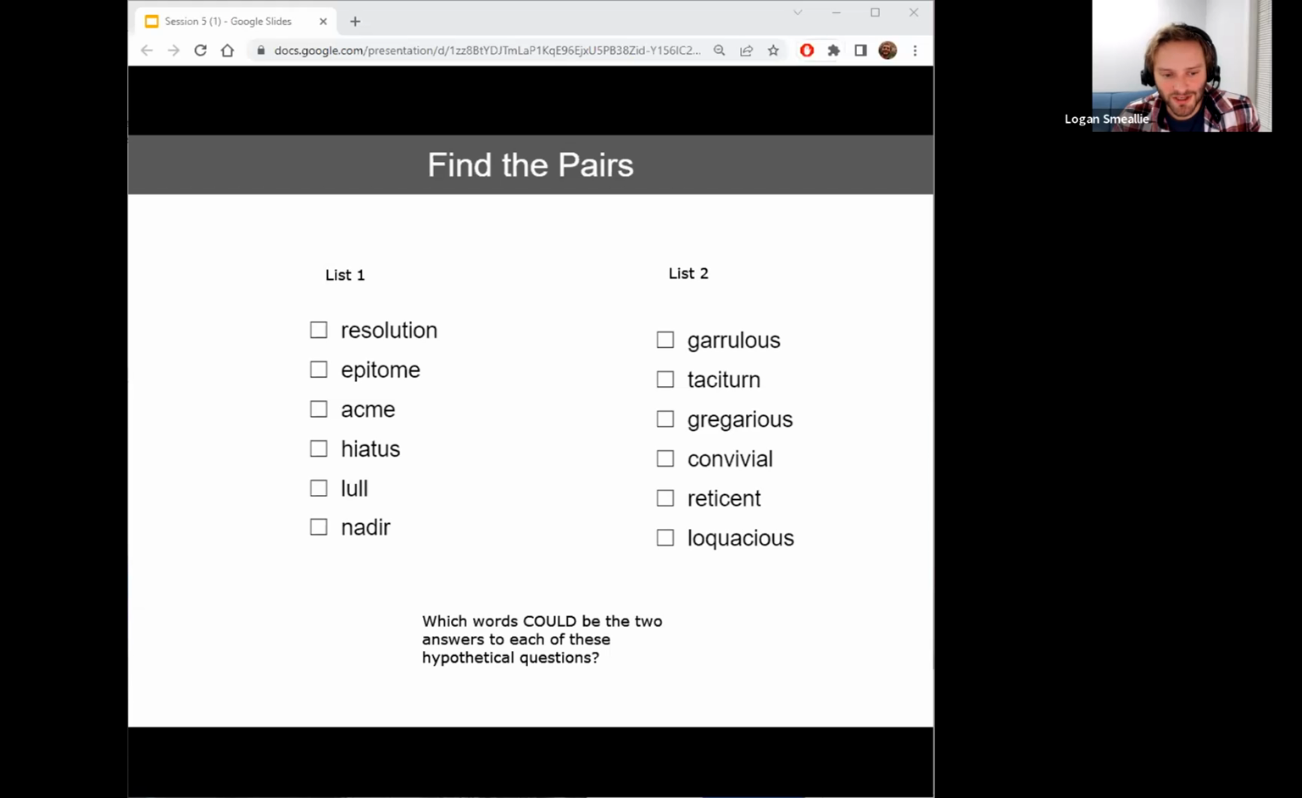And I see a bunch of the combinations coming through in the chat. Garrulous and loquacious. These 2 both mean very talkative. Taciturn and reticent. These 2 both mean almost the opposite. Not very talkative. Someone who's kind of shy or reserved. And then gregarious and convivial. Those are a match too. So lots of pairs here in list 2. And these both mean friendly and outgoing.